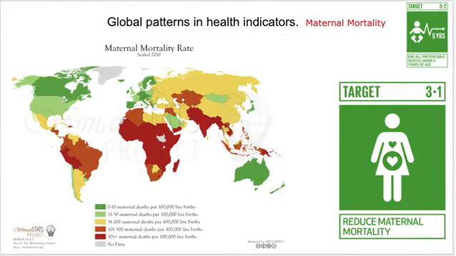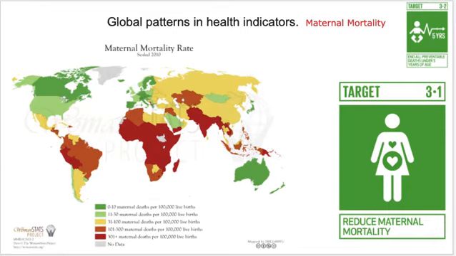So there we just talked about Target 3.2. Target 3.1 is reducing maternal mortality. So maternal mortality is the death of a woman while pregnant or within 40 days of the pregnancy or its termination. So again, we can see that there are unsurprising trends with the dominance of sub-Saharan Africa and the Indian subcontinent.